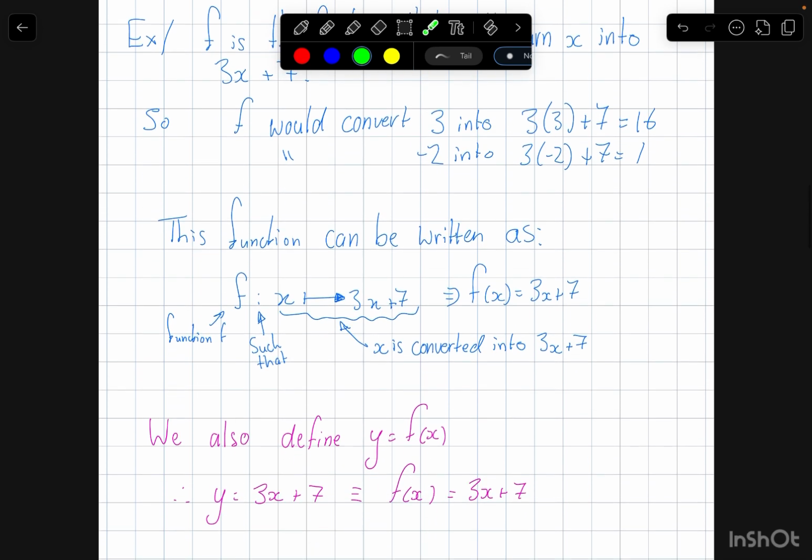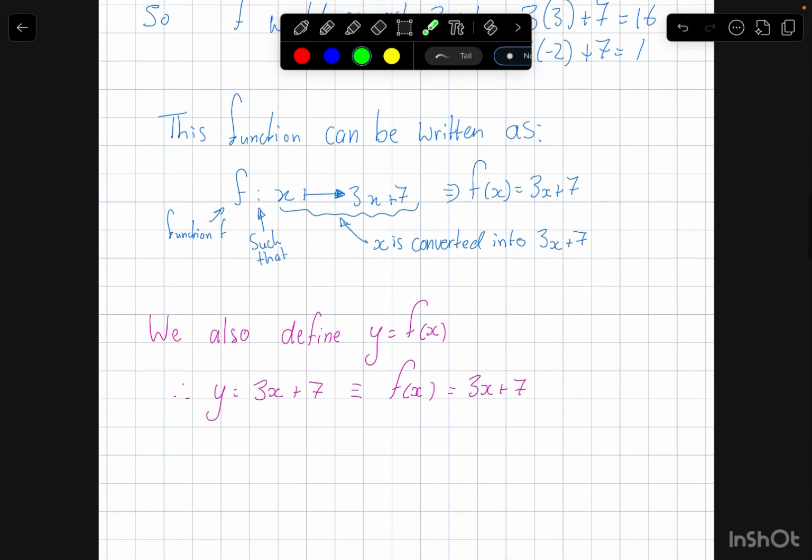We are going to define y, so our y coordinate is equal to f of x. One thing that you really need to get into your brain is that an f of x value is the same as a y value, a y coordinate. So if I have a function y equals 3x plus 7, it is defined to be the same as f of x equals 3x plus 7. They represent the same thing. y equals 3x plus 7 is a straight line. f of x equals 3x plus 7 is also a straight line. A really important thing to remember.